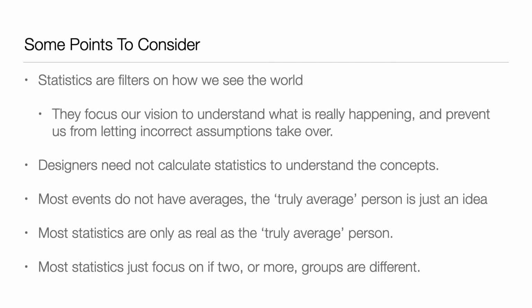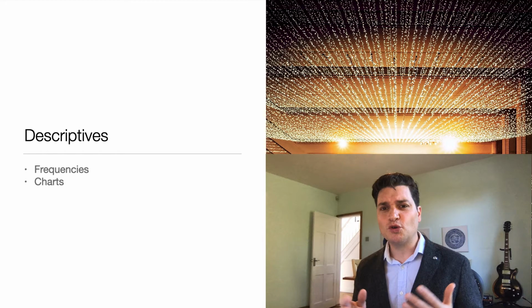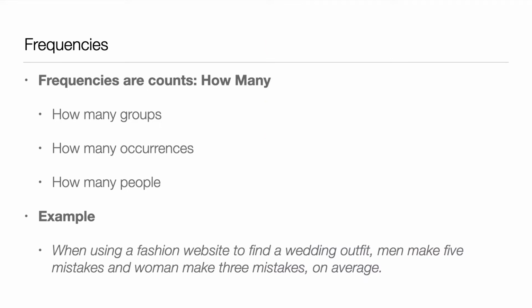So let's take it from a very simple step. Let's talk about descriptives. Descriptives are in two main categories we can think about, which are frequencies and charts. Frequencies is just how many. So how many people, how many times it occurs, how many groups.